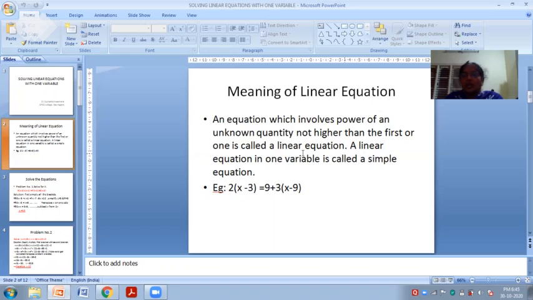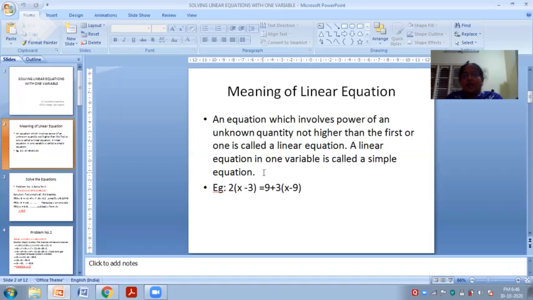So a linear equation means the power of x is not more than 1, or it is equal to 1, and usually it is not written. Take for example 2 into x minus 3 is equal to 9 plus 3 into x minus 9. See here, the power of x is not written, which means it is nothing but 1 only. Therefore, these types of equations are called linear equations.